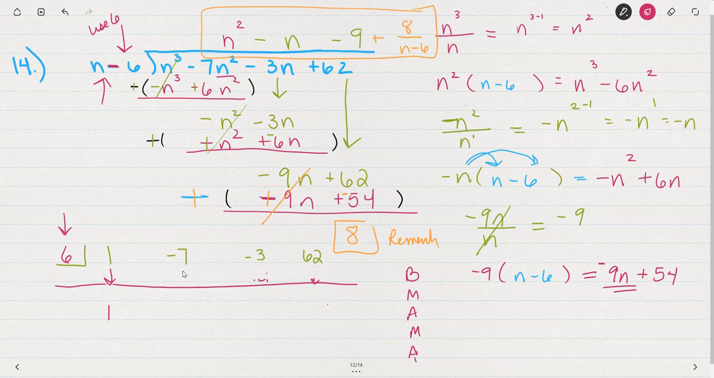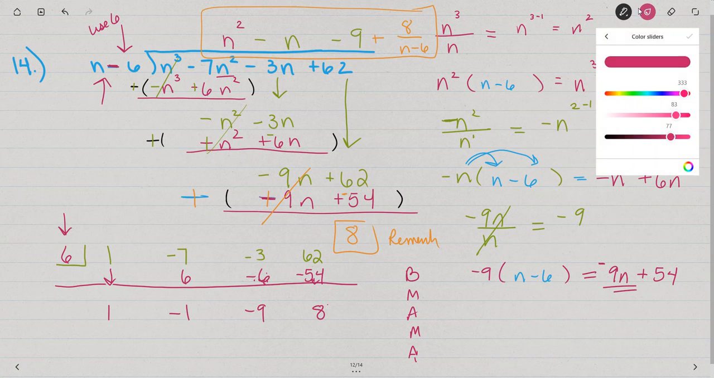And then 1 times 6 is 6. 6 plus negative 7 is negative 1. Negative 1 times 6 is negative 6. Negative 6 plus negative 3 is negative 9. Negative 9 times 6 is negative 54. And negative 54 plus 62 is positive 8.